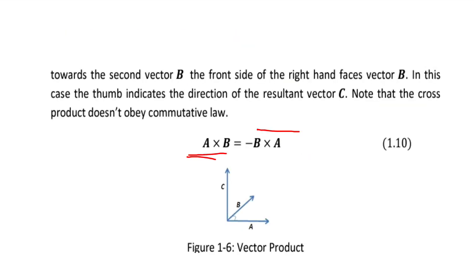We know that A cross B is equal to minus B cross A. This means that the vectors do not obey commutative law in case of cross product.